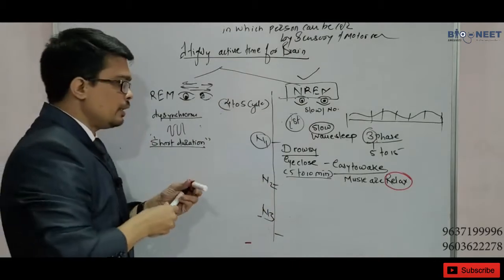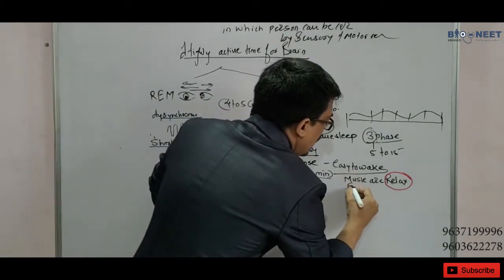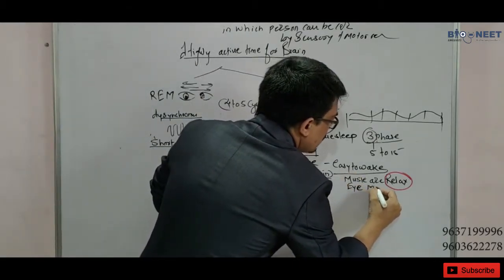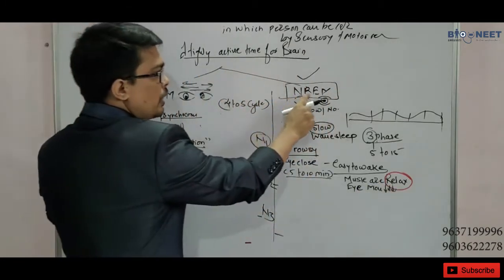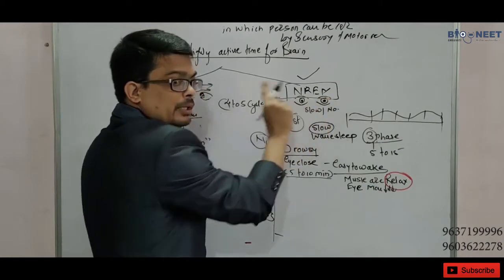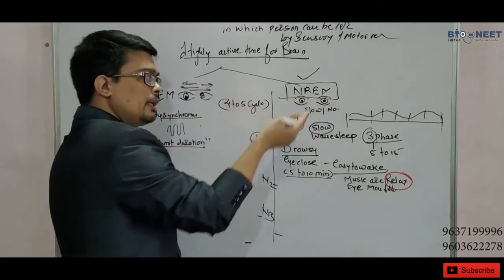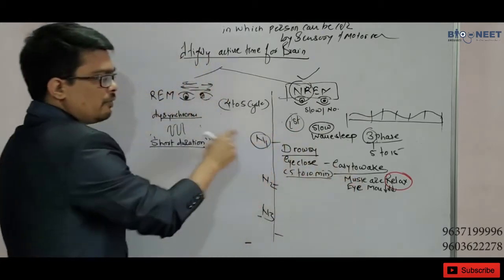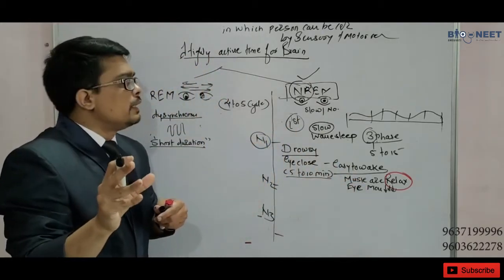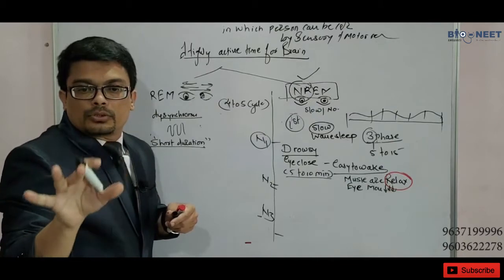Second thing, your eye movement slows down. I don't say there is no rapid eye movement. No rapid eye movement doesn't mean that there is no movement. There is a movement, but it is not rapid. So in the N1 state there is basically eye movement, but it slows down.